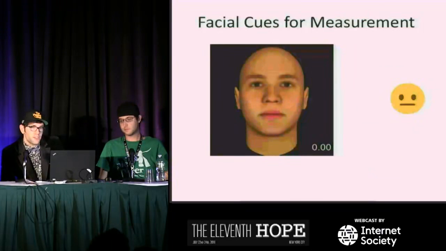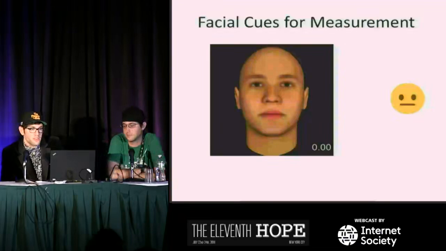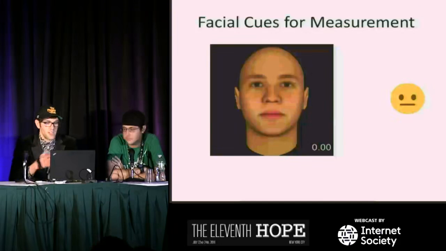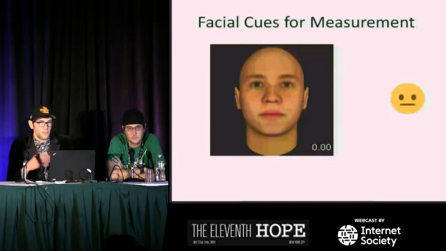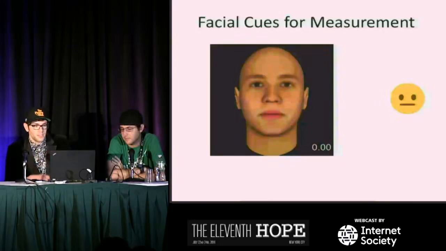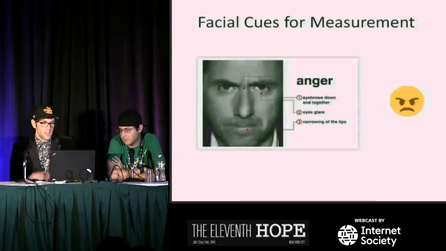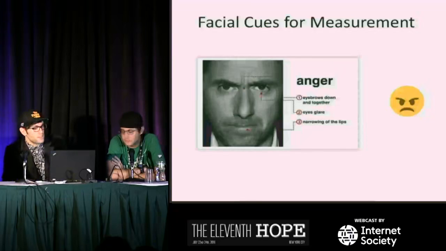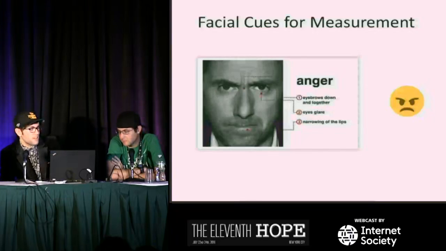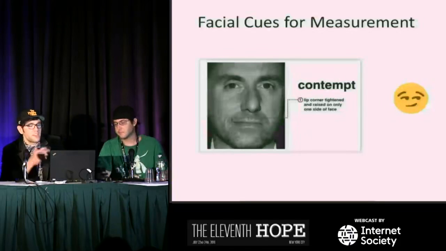These are facial cues for measurement, just so you have a reference point of what the algorithm is looking at. So this is a neutral expression, right? No real relaxed facial muscles. Eyes are open, no furrowed brow, no furrowed nose, lips are straight, right? Anger, you can see the points. These are the types of things the algorithm is looking for, right? Eyebrows down and together, narrowing of the lips, things like that, okay? We'll go through these pretty quick.